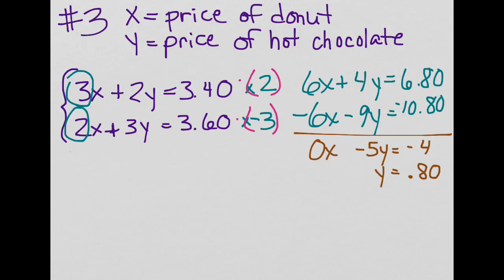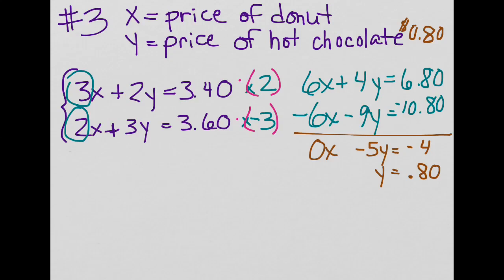Look back up at the top. Y is the price of hot chocolate. Does 80 cents sound reasonable for hot chocolate? Sure, that could make sense. 80 cents for hot chocolate. So now let's find x by plugging that y back into our original equation.